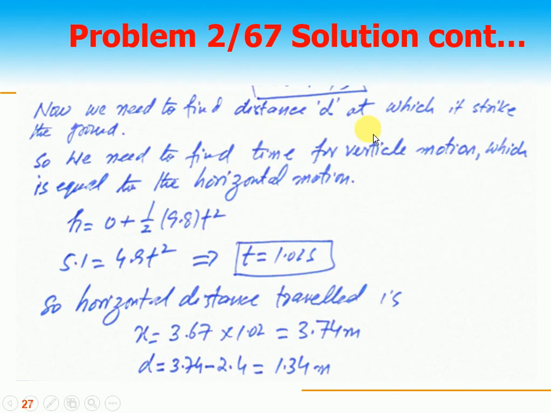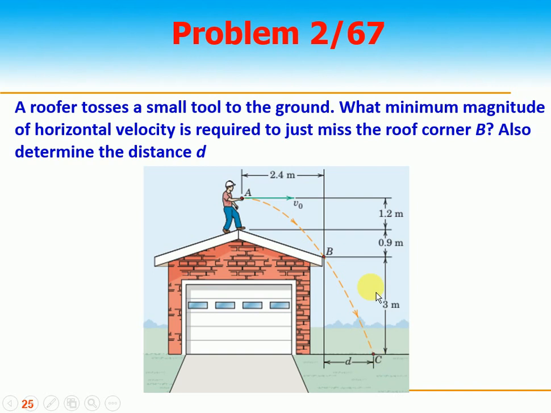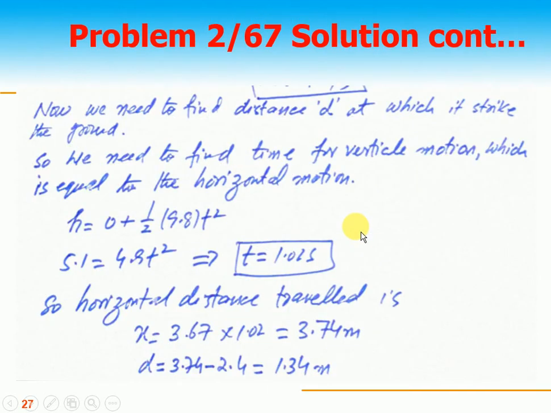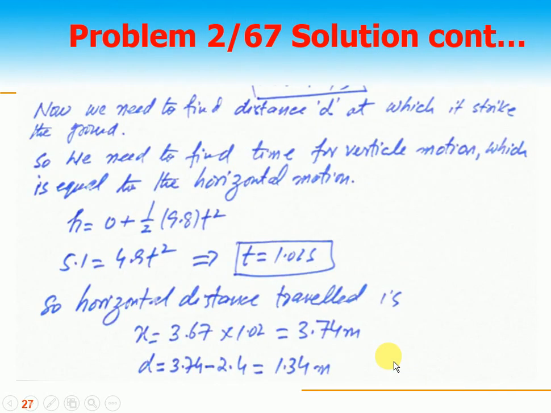Now we need to find the distance d at which it strikes the ground, right? We need to find this point where it strikes the ground. So we need to find the time for vertical motion, which is equal to the horizontal motion time. Because the initial vertical velocity is 0, it is half g t square. It is about 1.02 seconds to reach that particular point on the ground, that is point C.